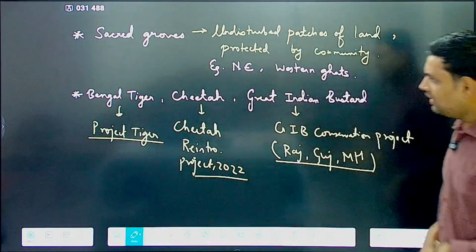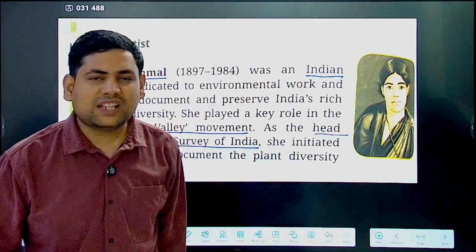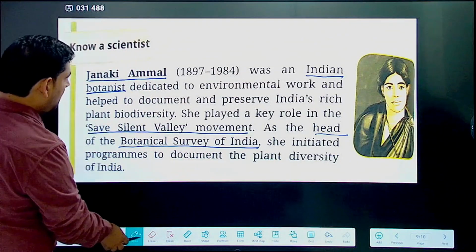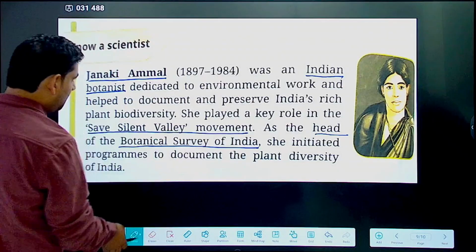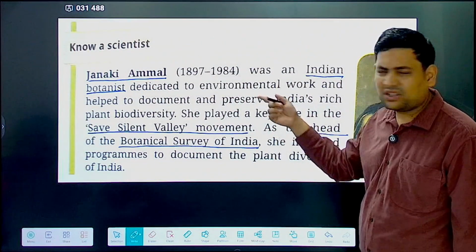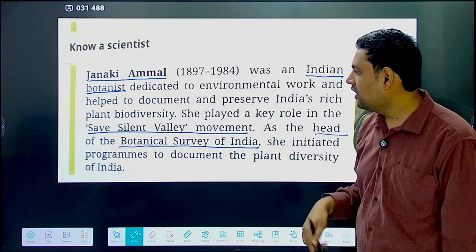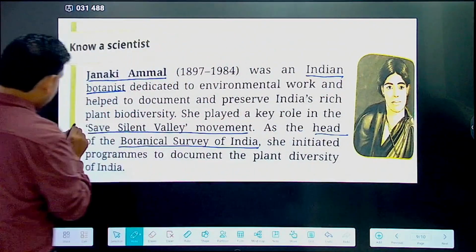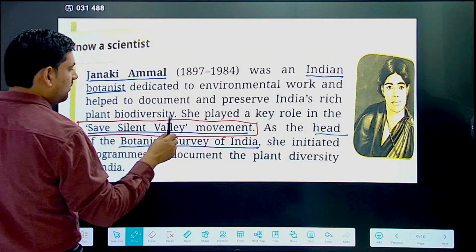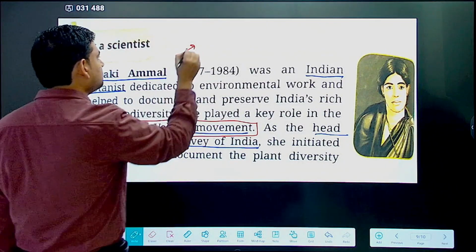Then last two things, just in miscellaneous. So they have given a scientist in almost every chapter. These two names were mentioned. First is Janki Ammal. Now, what is her contribution? So she was an Indian botanist. Of course, if she was a botanist, then she would dedicate her life to protecting the environment and all. Now, her major role is in the Save Silent Valley movement. This also is a box in NCERT.